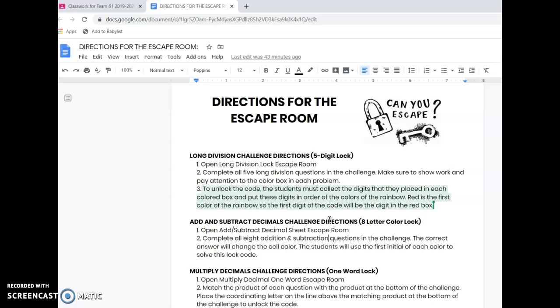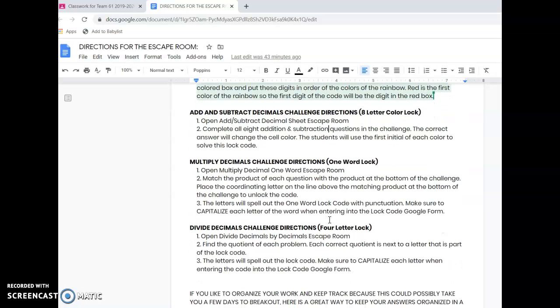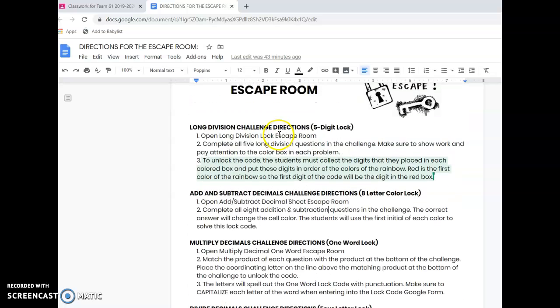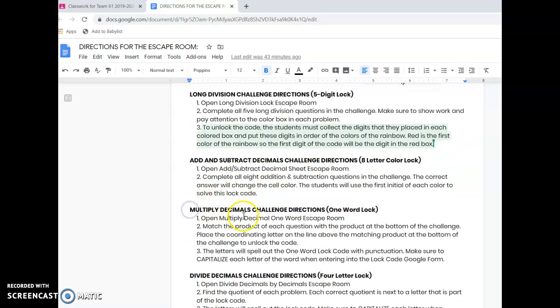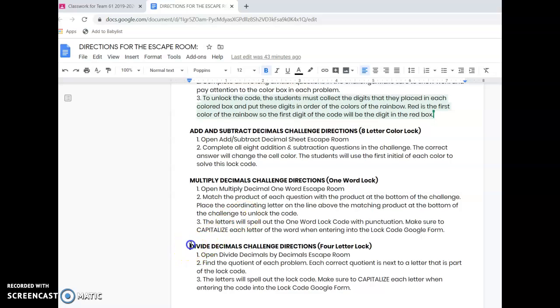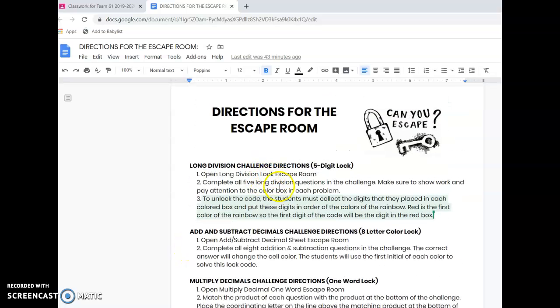For the escape room, this direction page explains each of the 4 different challenges. First challenge is long division. Second one is add and subtract decimals. Our third is multiplying, and our fourth is dividing. So I would take some time either to read the directions as you solve each challenge, and then revisit them when you move on to the next one.